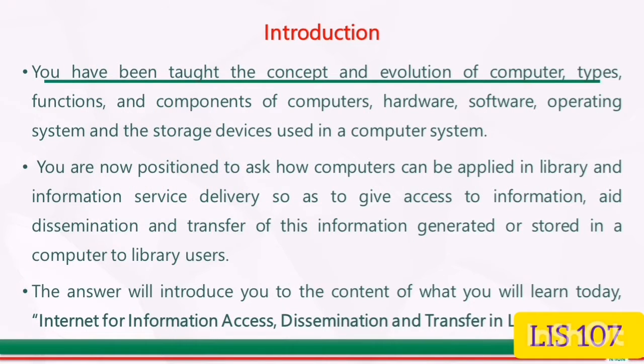In this course, we've looked at the concept and evolution of computer. We've looked at the types, the components. We've looked at the storage devices. Now, you're being positioned to ask how these computers can be applied in library and information service delivery so as to give access to information, to aid dissemination, and transfer this information to library users. The answer is what we introduce to you as the content of what you will learn today. That is the Internet for information access, dissemination, and transfer in libraries.